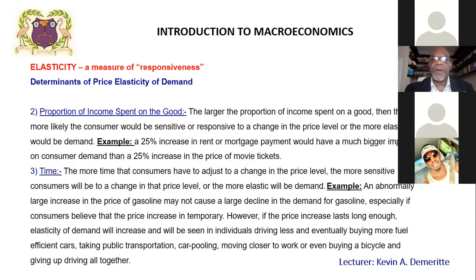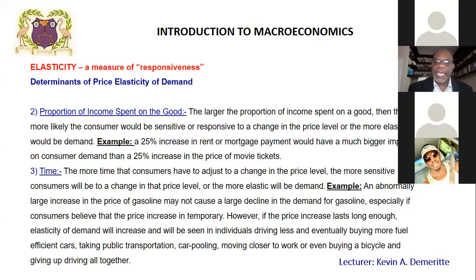we're going to be more or less responsive depending on how much of our money, what proportion of our income, is actually spent on this good or service. So the larger the proportion of income spent on a good, the more likely that consumers will be sensitive or responsive to a change in the price level, or the more elastic demand will be. We're saying, listen, you're going to be much more responsive, much more sensitive, if your monthly mortgage payment went up by 25% than if they decide to increase movie ticket prices by 25%.